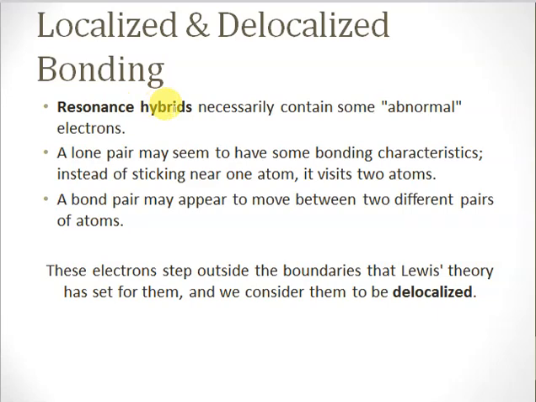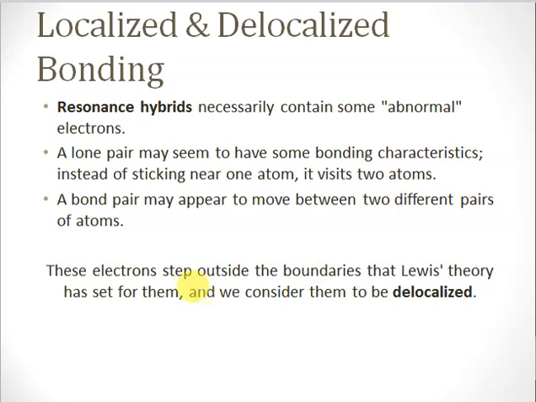And whenever there's resonance, it means electrons are not normal, right? What we mean by normal electrons are localized. So whenever we have delocalization, whenever we have a resonance hybrid or resonance, then we have some abnormal electrons. Why are they abnormal? Because they are not fixed, right? The lone pair is not close to only one atom, but is also showing some bonding properties. Also, the bonding electron pair is not fixed between two atoms, but is also moving between different pairs of atoms, right? So these electrons step outside the boundaries which Lewis theory has set for them.